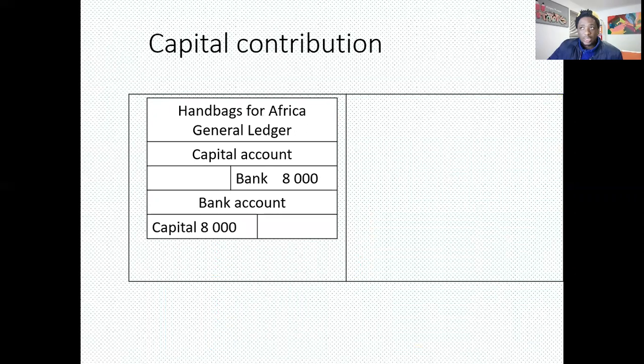So let us make an example in this case. We're going to be talking about a capital contribution of 8,000. So let's say the owner of the business contributed capital into the bank account of the business in the amount of 8,000. So the bank account is increasing because now we have more money in the bank. So you're going to debit bank. You can see there the debit of bank by capital. And then after that, you're going to credit capital. The reason to credit capital is because capital is an equity account, and equity accounts increase on a credit.